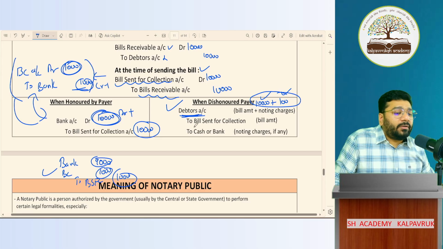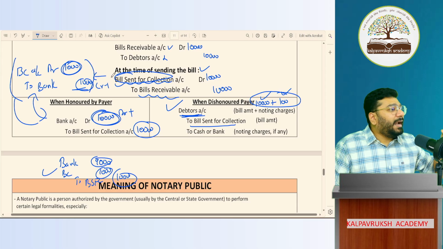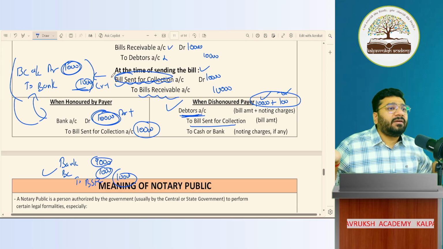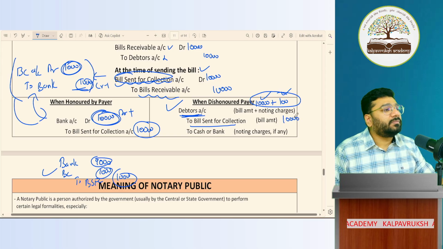Now, to what? Bills sent for collection. The previous asset what you've created, that you have to close, no? Because the bill is dishonored. With that, the services what you gave to banker also is over. So the asset we closed. How much? 10,000. Got it, not got it?